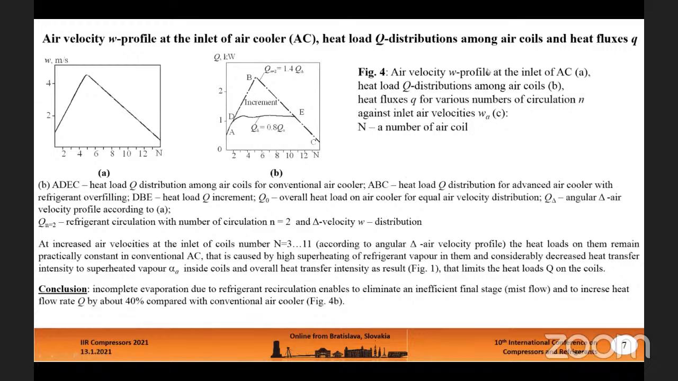Here you see the air velocity profile at the inlet of the air cooler, and heat load distribution for tubes of different number. This is the heat load distribution for the air cooler with full evaporation, and this is the heat load distribution for overfilled channels. As you see, the increment in heat flow rate is about 40% due to incomplete refrigerant evaporation.